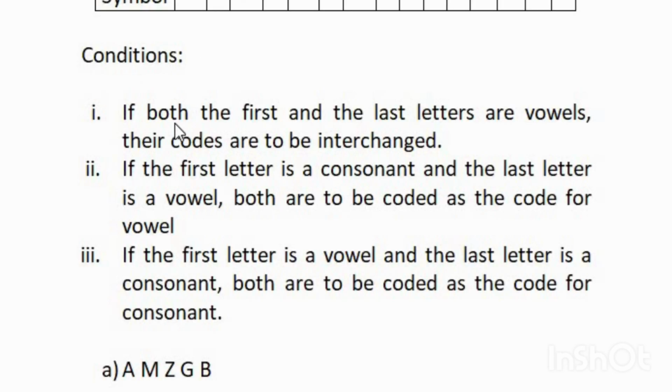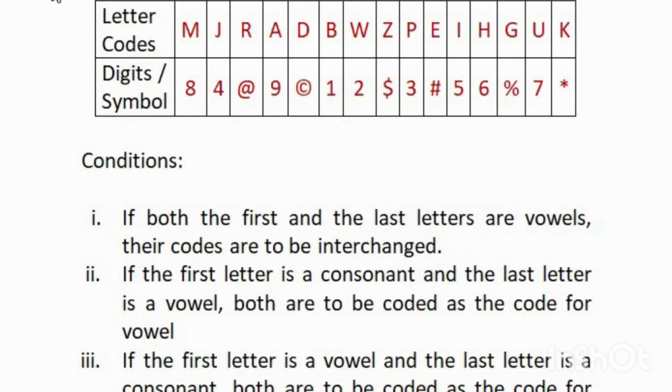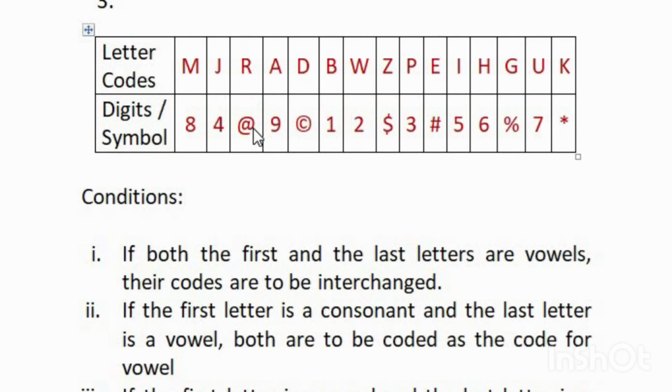In the fourth question, both the first and the last letters are consonants. So this case is not defined in any of these three conditions. So do the coding as per the given table. That is, for R it is coded as at the rate, for P it is coded as 3, for D it is coded as copyright, for A it is coded as 9, for E it is coded as hash and for K it is coded as star. So the answer is at the rate, 3, copyright, 9, hash and star.